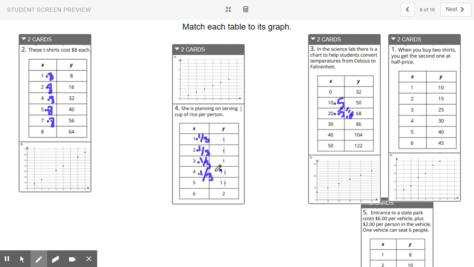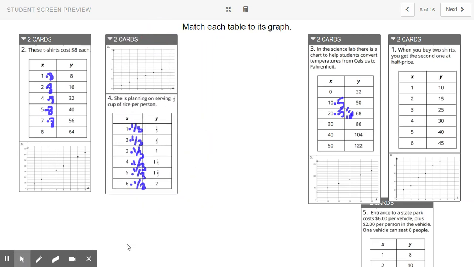4 times 1/3 is 1 1/3. And you can put these in the calculator to check this out. 5 times 1/3, also 1 2/3. Cool. And 6 times 1/3 is in fact 2. So this is proportional. We're going to move it to the left.